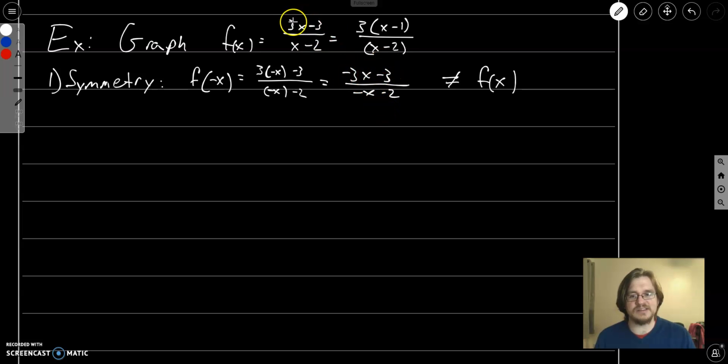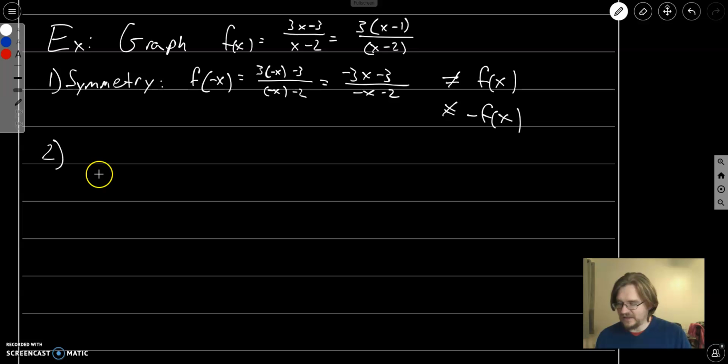Negative 3x minus 3, I have the 3x minus 3 on top. Those aren't the same. But this also isn't the same as negative f of x. If I just plop a negative sign in front of this, I don't get this function. So it's neither odd nor even. This function won't have symmetry about the y-axis, neither will it have symmetry about the origin.